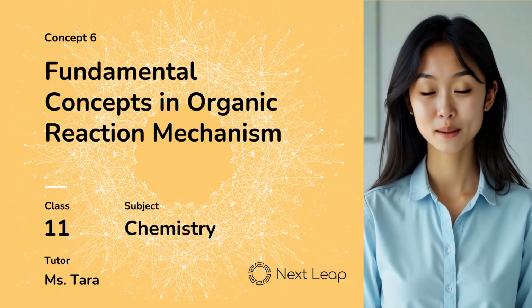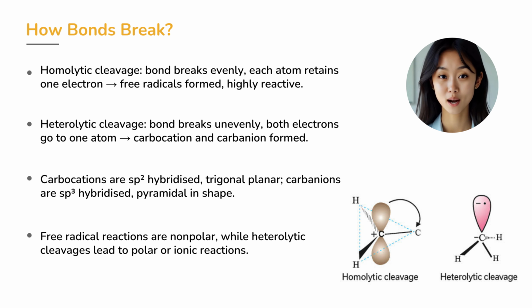Now, let's see how bonds break. Picture a tug of war. If both sides pull equally and let go, the rope splits into two equal halves. That is homolytic cleavage. The bond breaks evenly, and each atom takes one electron, forming free radicals. For example, when a chlorine molecule, written as Cl2, absorbs light, it splits into two chlorine radicals, each with one unpaired electron. These radicals are extremely reactive.